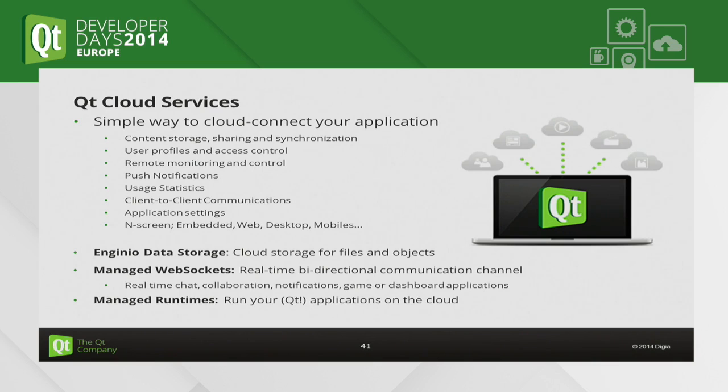The first thing we introduced a few years ago was Enginio data storage. That's a simple cloud storage where you can put JSON objects from Qt. Qt 5 supports JSON natively, so it's actually rather straightforward to put your whole object model into the cloud and load it there, either with C++ or QML APIs.